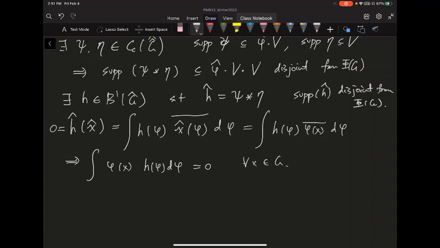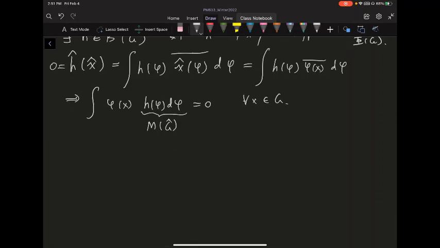So what happens is, if you want to integrate for each of these x, when you integrate against these h dφ, which you treat, because h is inside L1, as a measure inside M of Ĝ, you always get something 0. One way you think about it is pointwise, another way is you think about the inverse Fourier transform of this measure being equal to 0. So because this measure is equal to 0, we showed the inverse Fourier transform is injective. So this just implies the h dφ is going to be equal to 0. So in other words, h has to be 0.